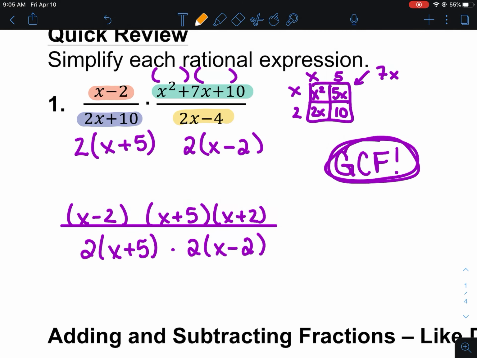Our final step, we're going to look at and see if anything on the top and bottom cancel. So x minus 2 cancels and x plus 5 cancels. So I'm left with x plus 2 on the top and 2 times 2, which is 4, on the bottom.